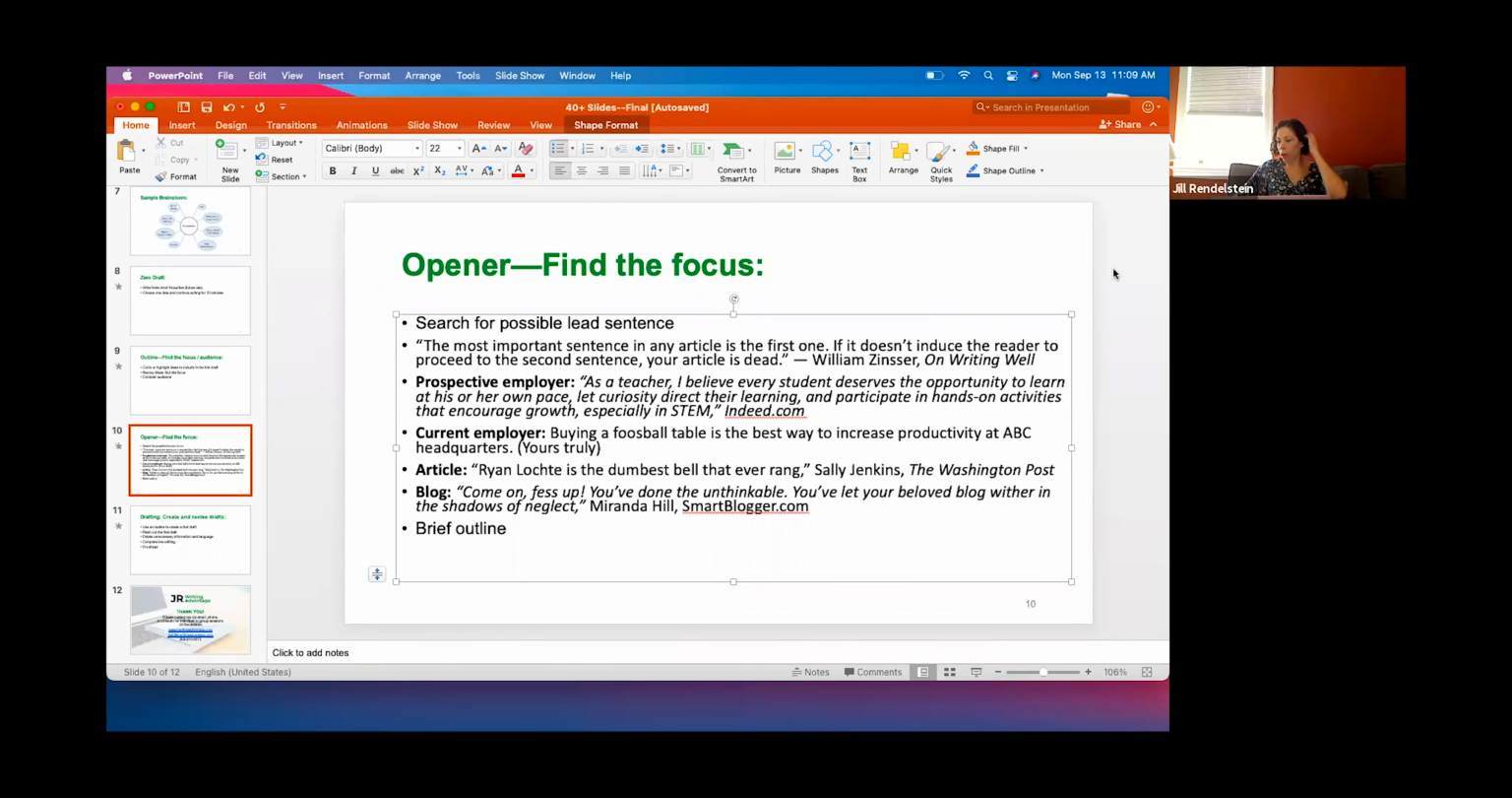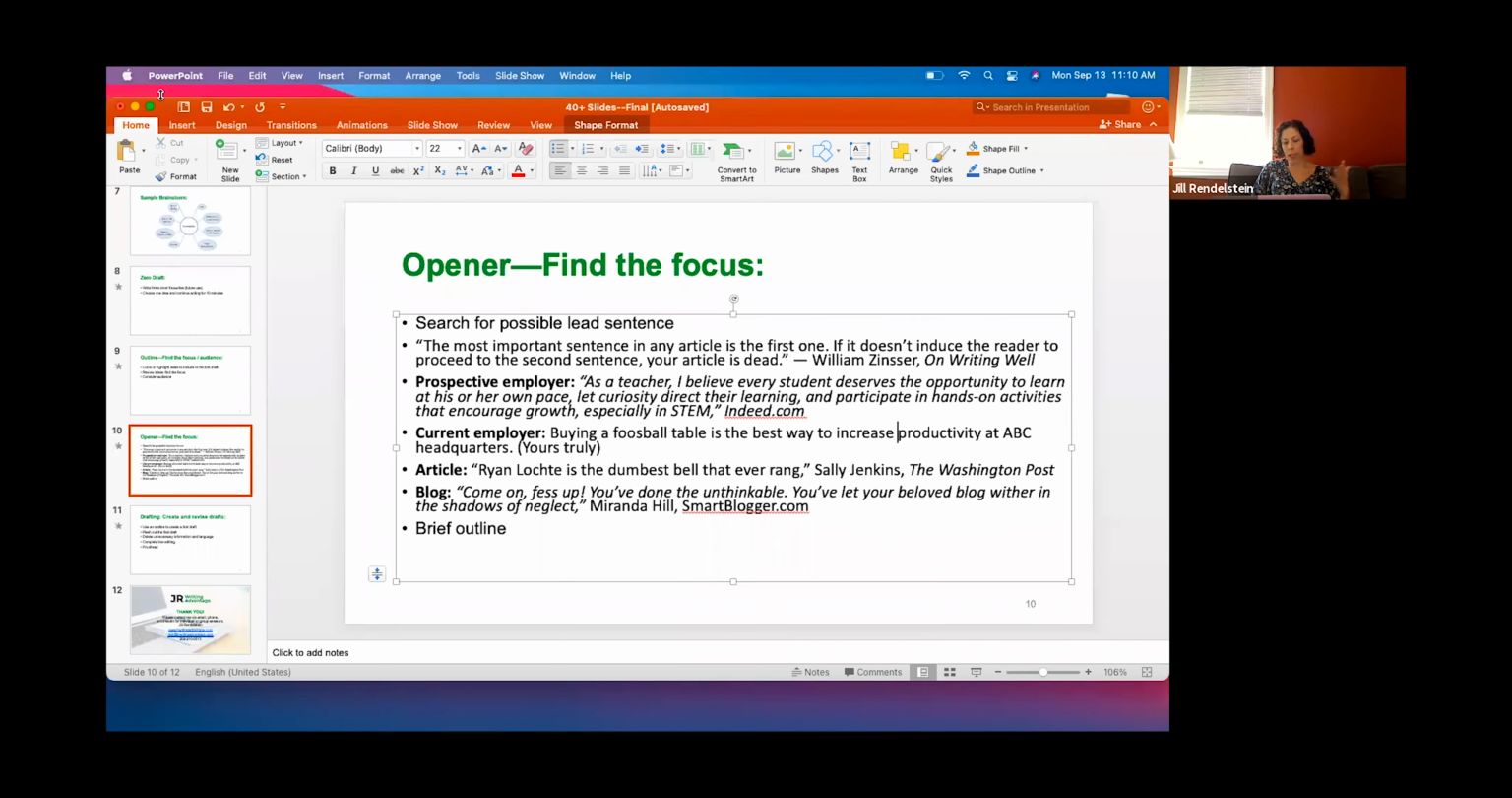All right, so what you're going to do is look at your zero draft now and see, is there an opener in there? Is there something I can use? And I had some nice examples for you on there.